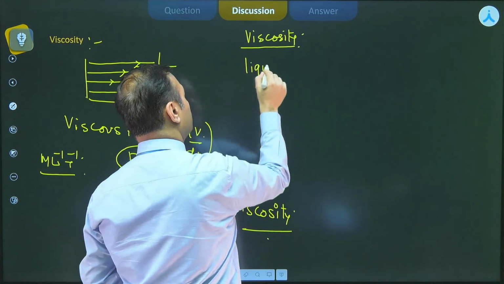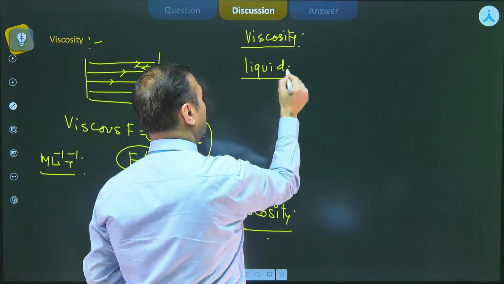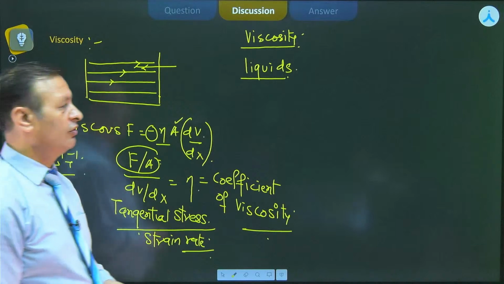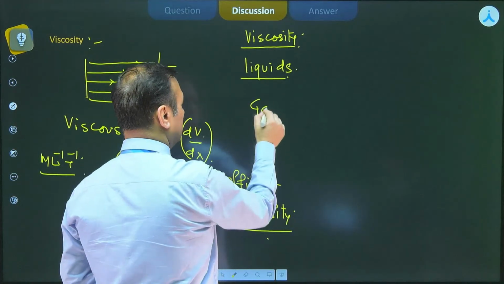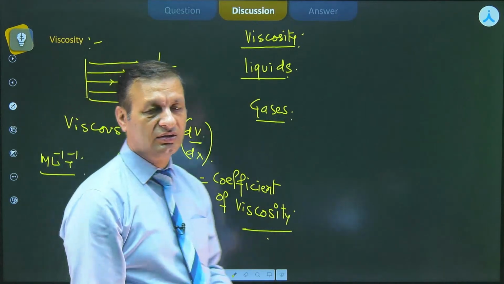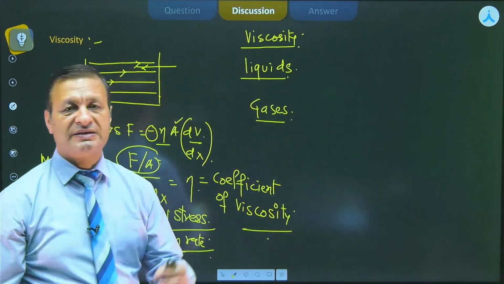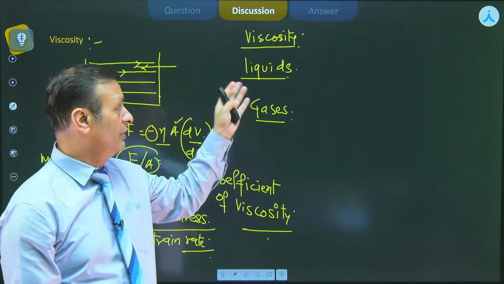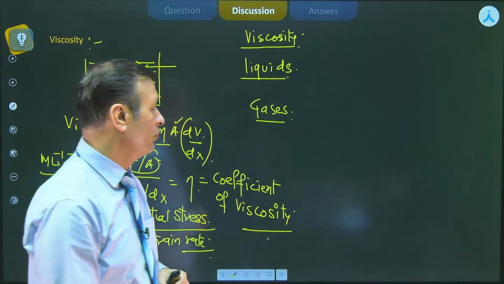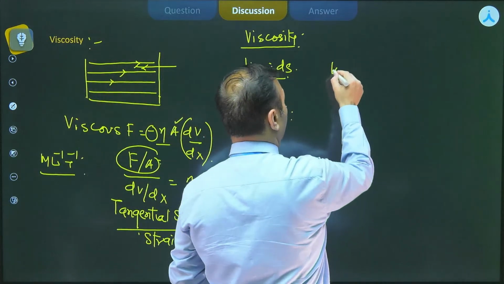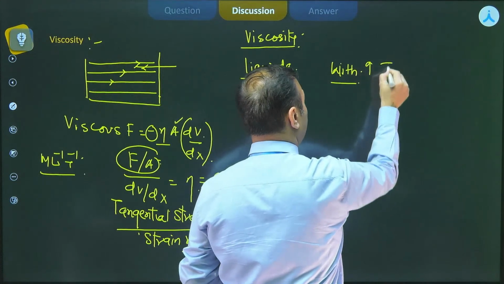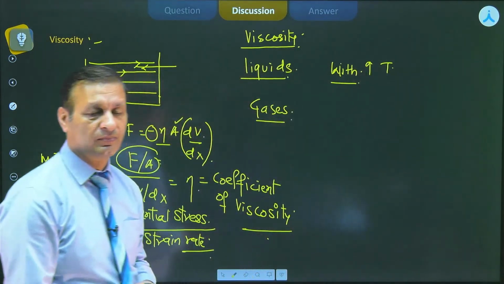If you discuss viscosity, it is primarily a property of liquids, and this viscosity is actually missing in gases. The reason being, gas molecules don't have interaction, whereas in liquids molecules have interactive forces, cohesive forces. Now let us understand viscosity with temperature.